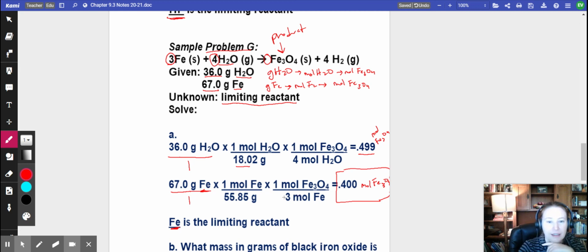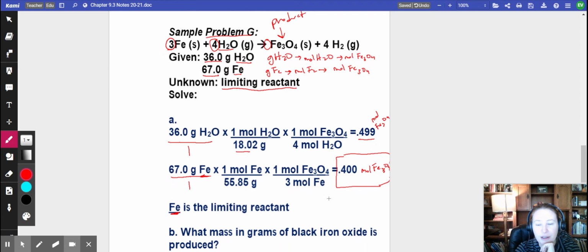And then there is a part B to this, and it says what mass of this Fe3O4, which is called black iron oxide, what mass can we make? Well, I can't make this much because I will run out of iron. I can make 0.4 moles, but it said what mass in grams. So basically we're just going to change it from moles to grams.